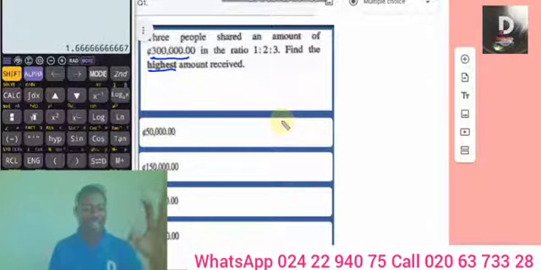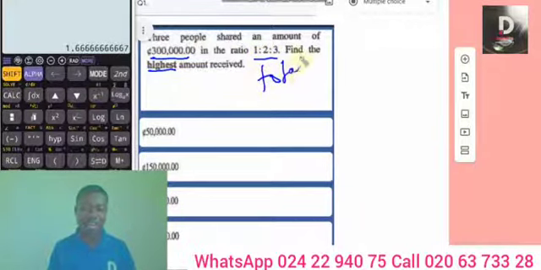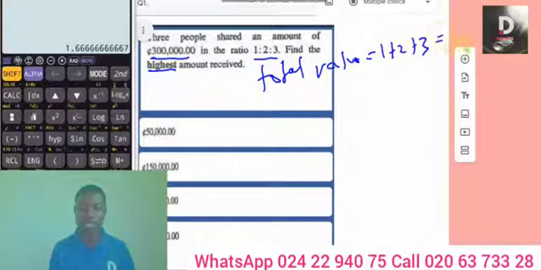You identify the proportion equation you must write. You have answered it, if more or less, divide. That's all. Now, he gave it to you in what? Ratio. So the first thing to find out is the total ratio. So the total ratio is equal to what? 1 plus 2 plus 3, producing 6 over 6.